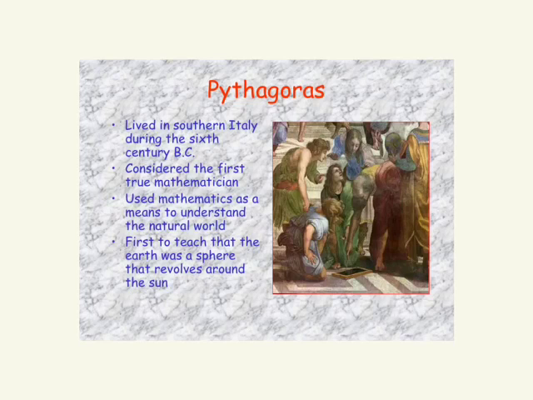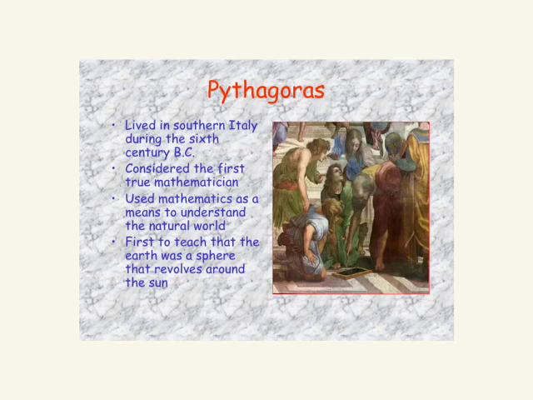We're going to start this lesson off with a little bit of background information on the Pythagorean Theorem. The Pythagorean Theorem came from Pythagoras. This man lived in southern Italy during the 6th century BC. He was considered the first true mathematician. I know many of you think I was, but it was actually Pythagoras. He was the first true mathematician.